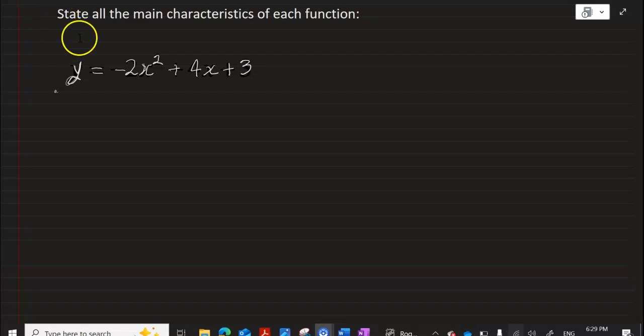Welcome back. Let's look at this question. State all the main characteristics of each function. So we're going to start with the first one. So we have this function y equals minus 2x squared plus 4x plus 3.